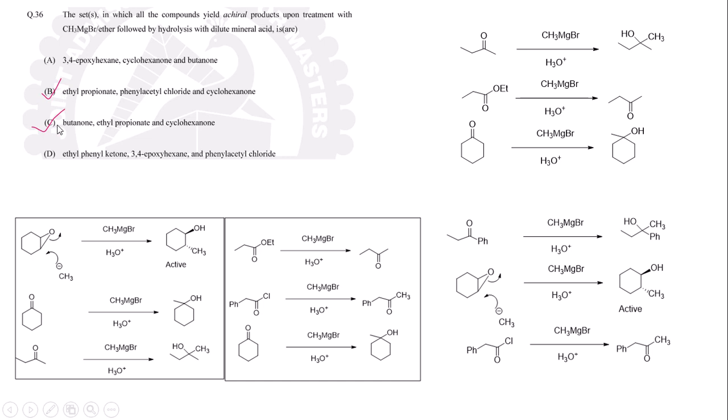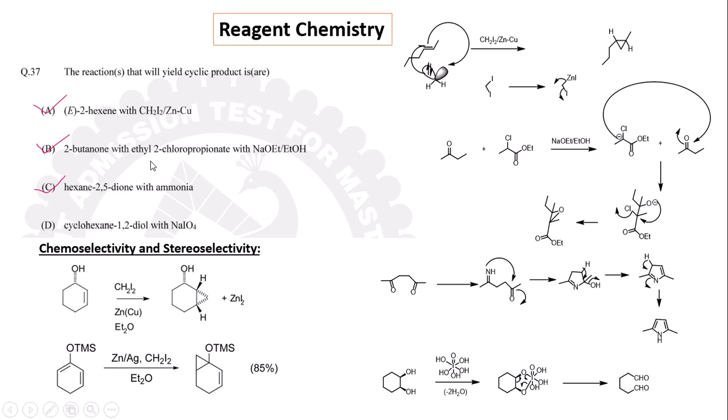And the third option is that the butanone also gives the achiral compound, that is methyl, and this is also an achiral center, and this is also achiral. Here no chiral center is present. Here the two substituents are the same. So all products here are optically inactive compounds. But here in this set, one product is optically active. So this is the wrong set. So the options B and C are correct.